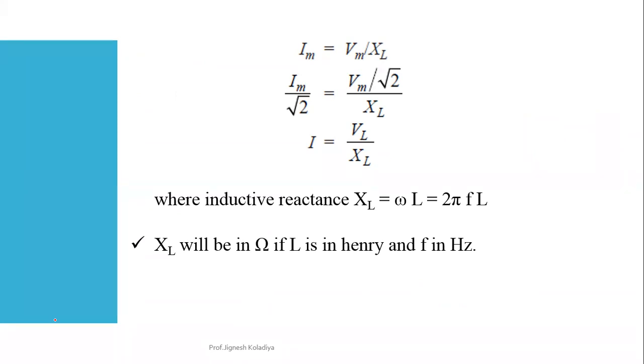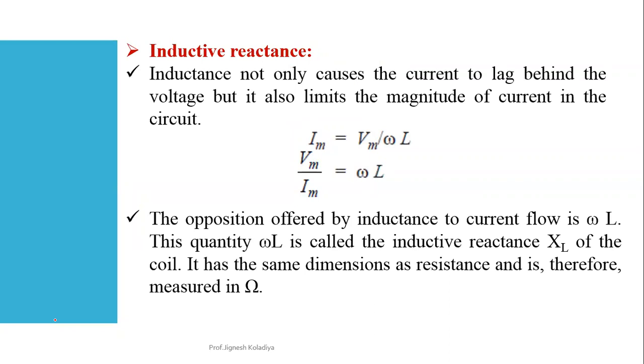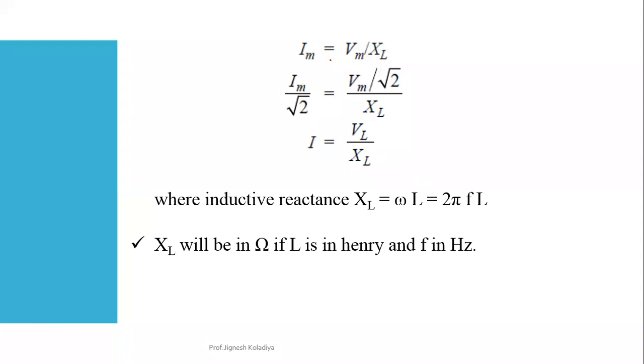Here omega L is just replaced by XL. If you replace this omega L with XL, you will get Im is equal to Vm by XL, and Im by root 2 is equal to Vm by root 2, which means we are converting the value into RMS. Okay, and XL is equal to 2 pi FL.